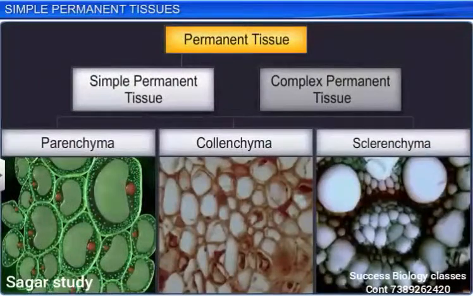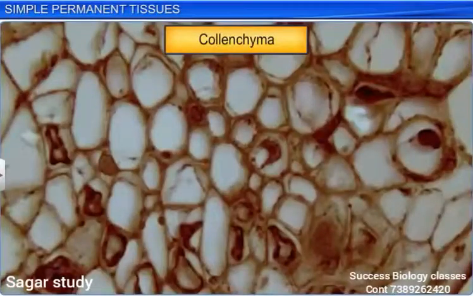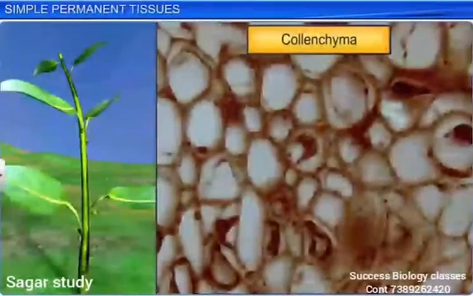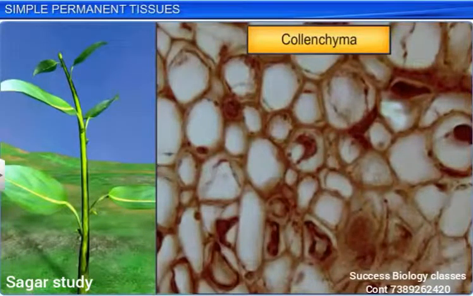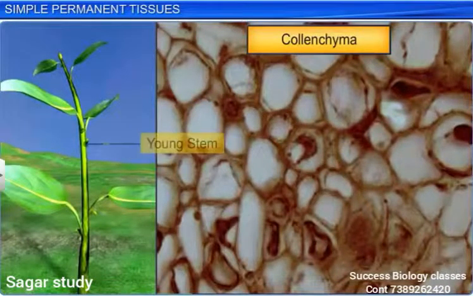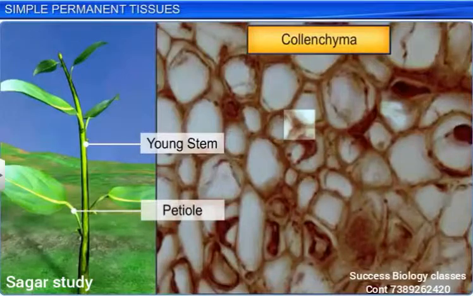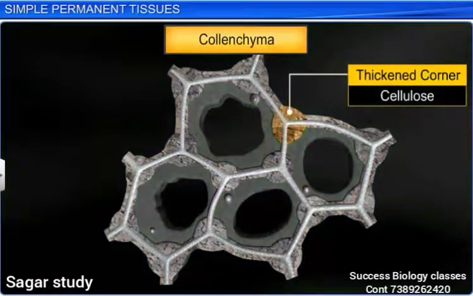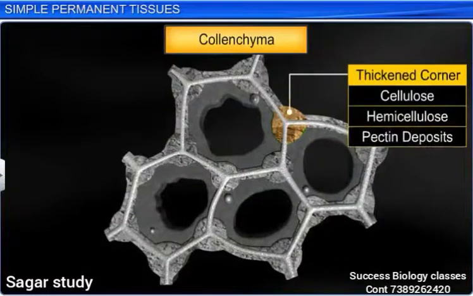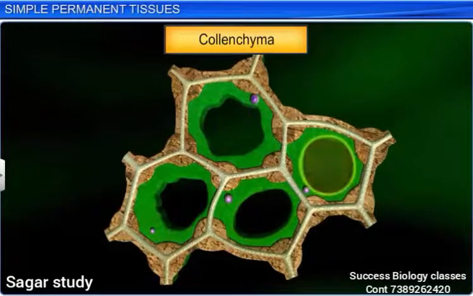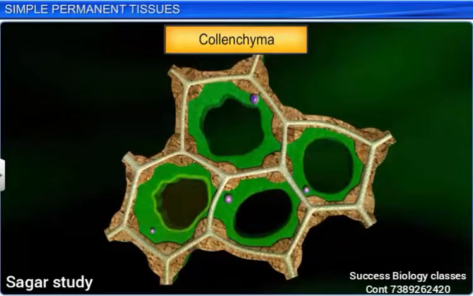The second type of simple permanent tissue is collenchyma. It is found in the layers below the epidermis of dicotyledonous plants. This layer is either homogeneous or in patches. Collenchyma provides mechanical support to the growing parts of a plant, such as a young stem or the petiole of a leaf. The cells of the collenchyma are thick at the corners due to cellulose, hemicellulose, and pectin deposits. They may be oval, spherical, or polygonal in shape, and there is no intercellular space between them.